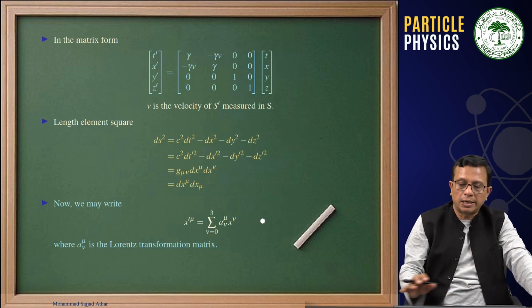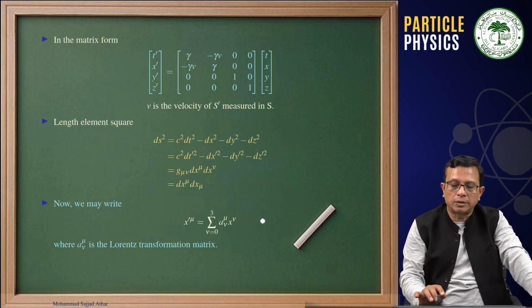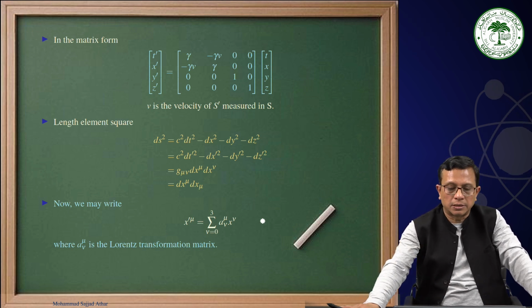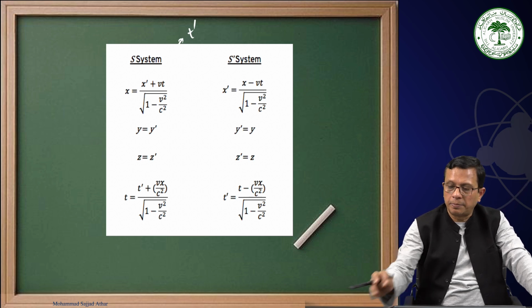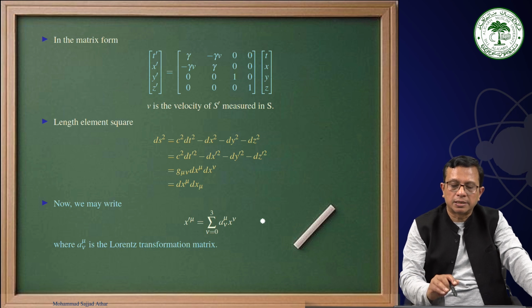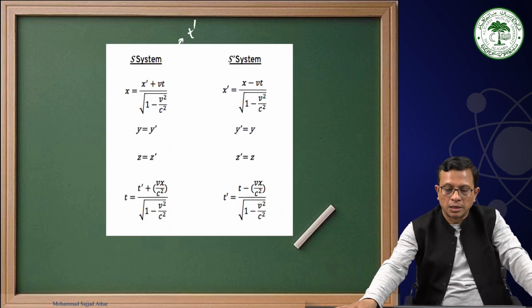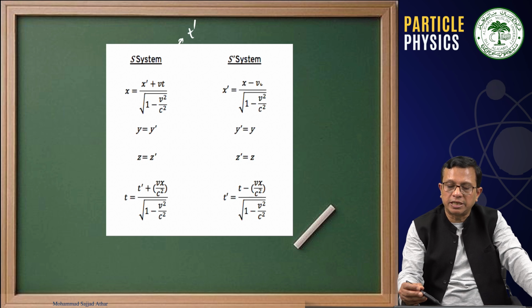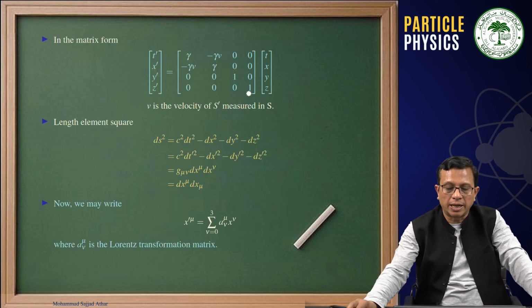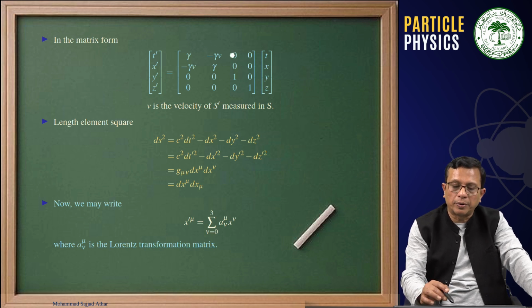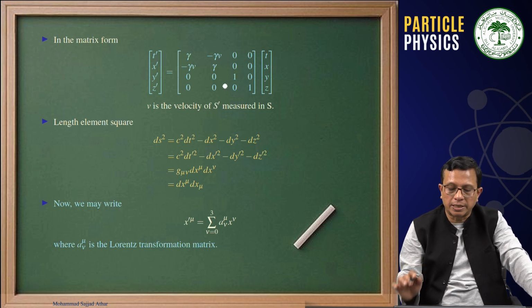Now, these transformations are also related through a matrix that we know very well, and we can write it in matrix form. This is t prime, x prime, y prime, z prime, and this is related to t, x, y, z through the matrix with gamma, minus gamma v, 0, 0, where gamma is 1 over the square root of 1 minus v squared by c squared. This is the time component, this is the x component, y component and z component.